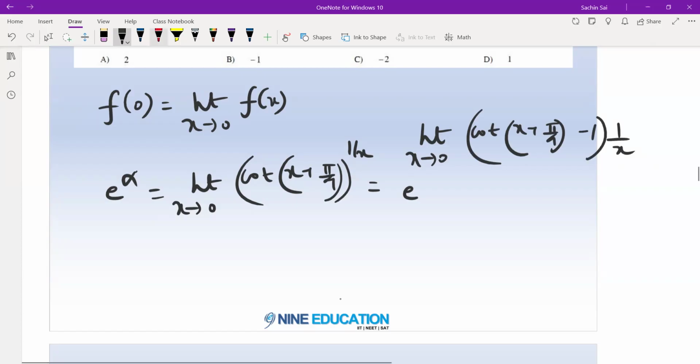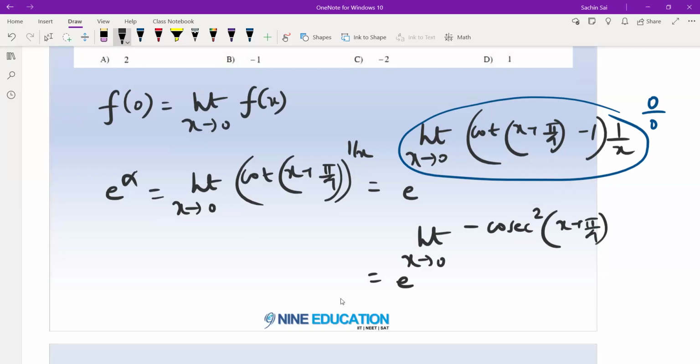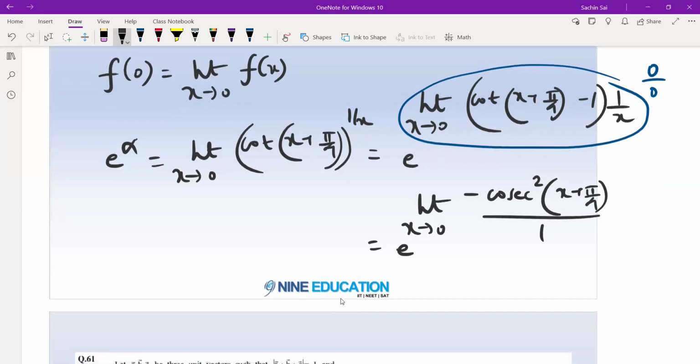Right? Now what happens is the limit in this exponent is of the form 0 by 0. Right? So I can use the L'Hopital rule to evaluate this limit. I will get e power limit as x tends to 0. What is the derivative of the numerator? Derivative of cot of x plus pi by 4 is minus cosecant square of x plus pi by 4. The denominator here is x, its derivative is 1. Right? So now this limit is not in 0 by 0 form and you can evaluate it.